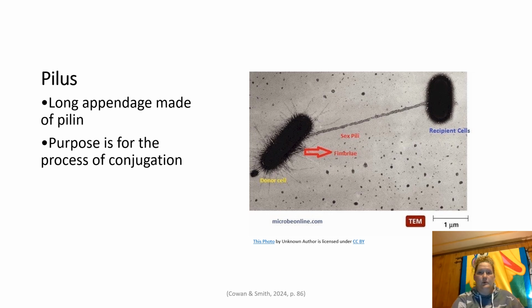a sex organ, if you will, that is used for the purpose of conjugation. And that's when the pilus will hook onto and grab a hold of another cell, and it will act as the donor cell, and it makes a DNA transfer to the recipient cell. But yeah, the pili will actually pull the recipient cell close enough to it so it can make that process of conjugation happen.